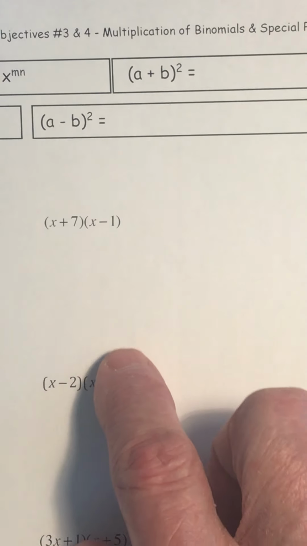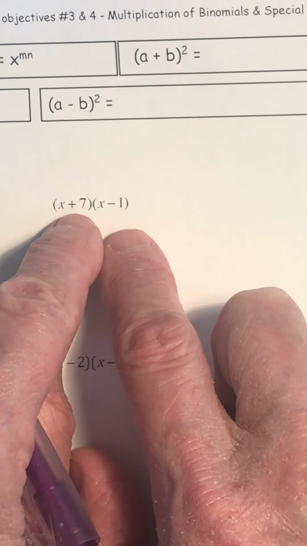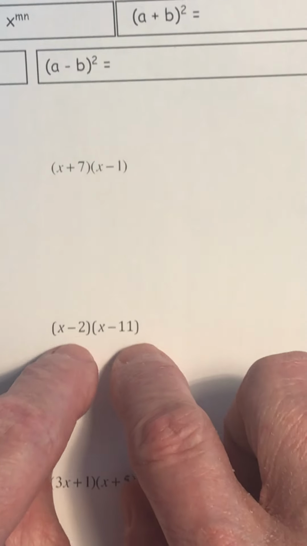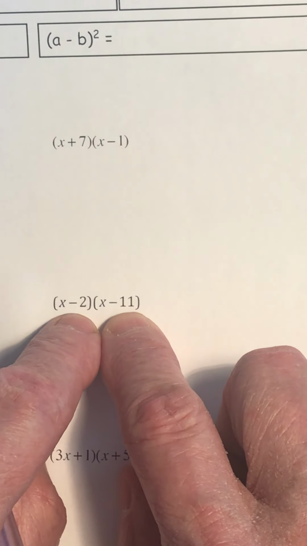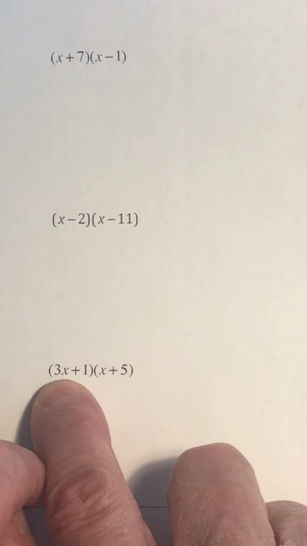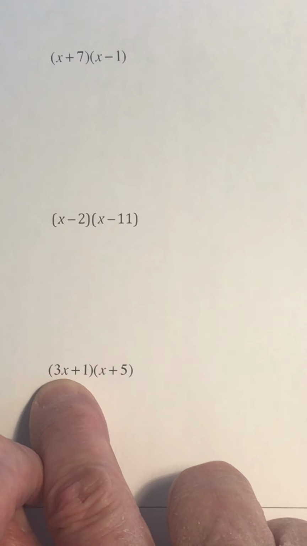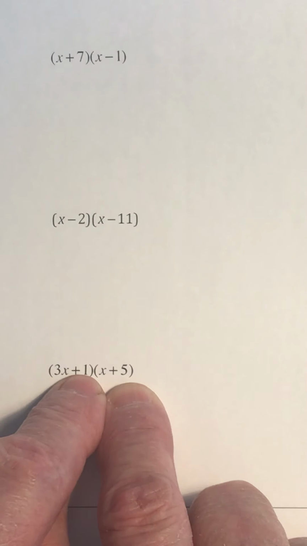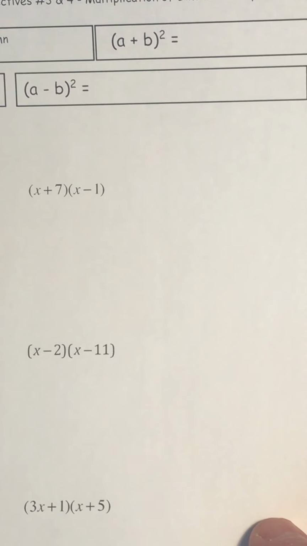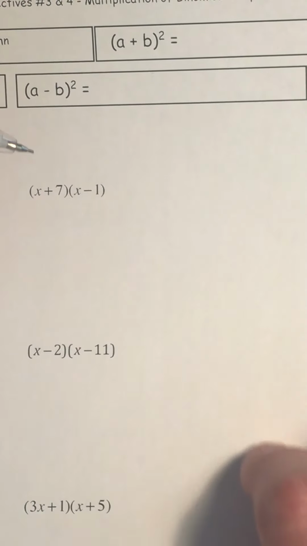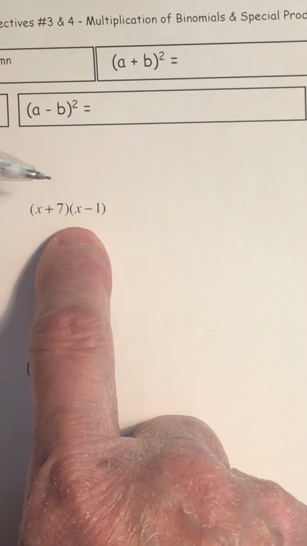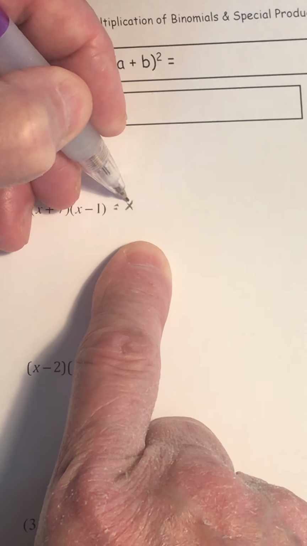So the answer to this, when we get done multiplying this, 7 and negative 1 is 6. We should have 6x in the middle. This one, we should have negative 13x in the middle. This one is different. Do you see the difference? It's got a 3 in front of the x. So it won't have 6x in the middle. You'll see when we get there, it's got special behavior. Again, working left to right, x times x, we get x squared.